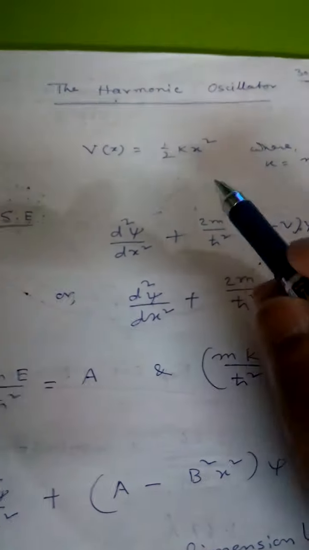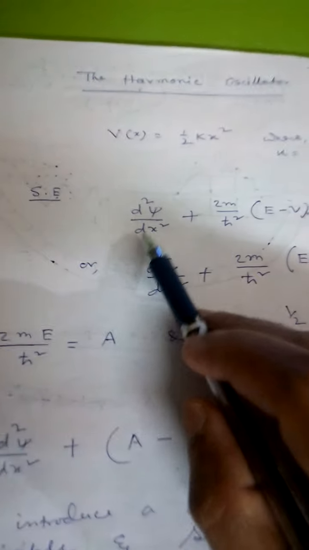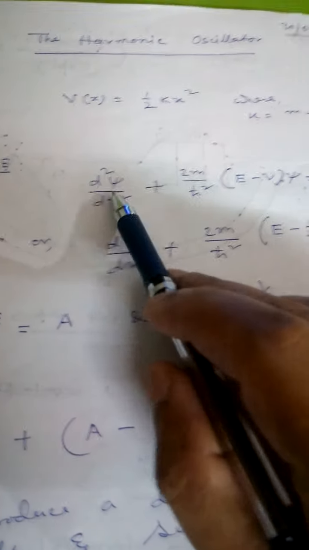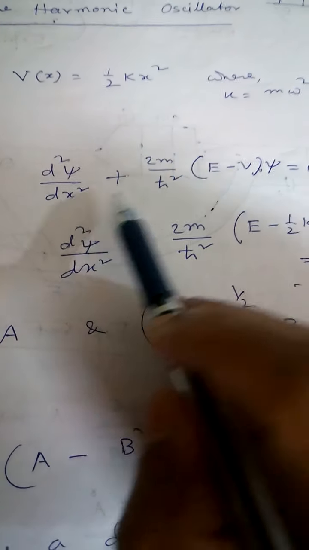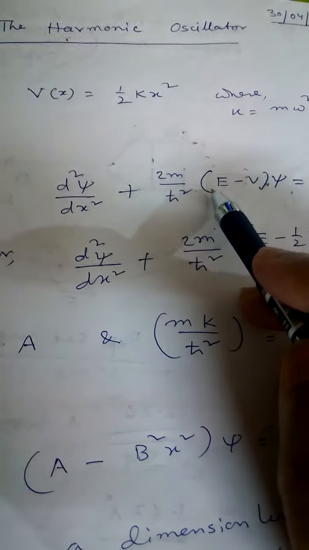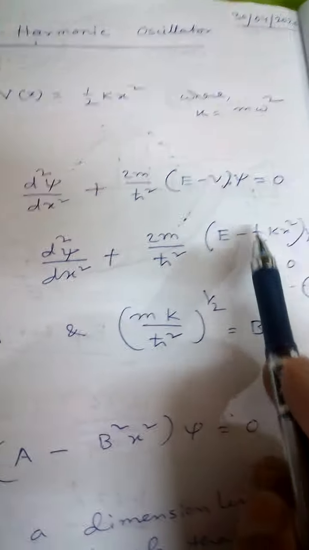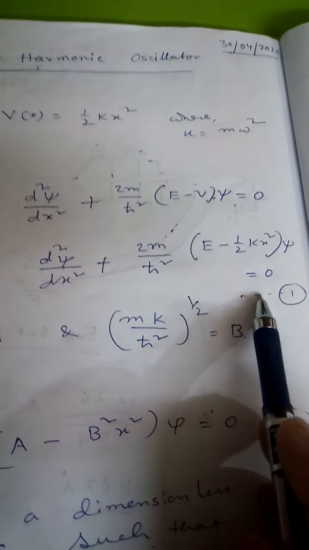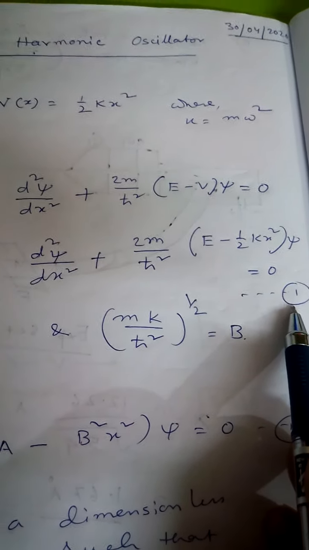So we consider the Schrodinger equation in terms of wave function psi. This is the time independent Schrodinger equation: d square psi by dx square plus 2m by h cut square (E minus V) psi equals 0. Psi is the wave function, E is the total energy, V is the potential energy. Now here in place of V we should put half kx square. So this is the expression of the Schrodinger equation in the case of the harmonic oscillator.